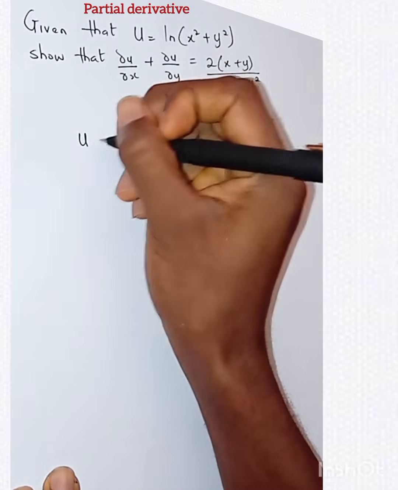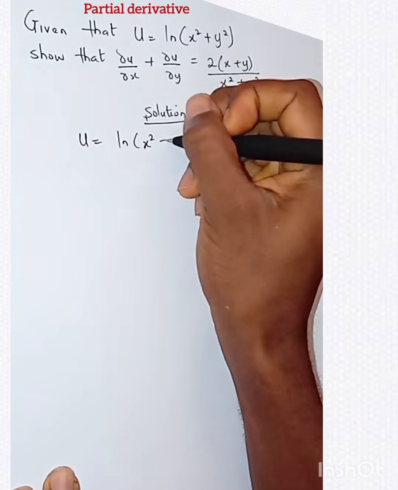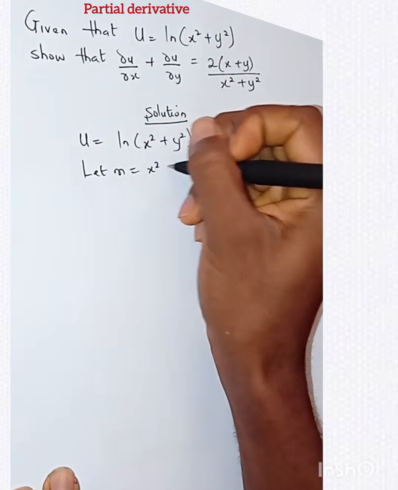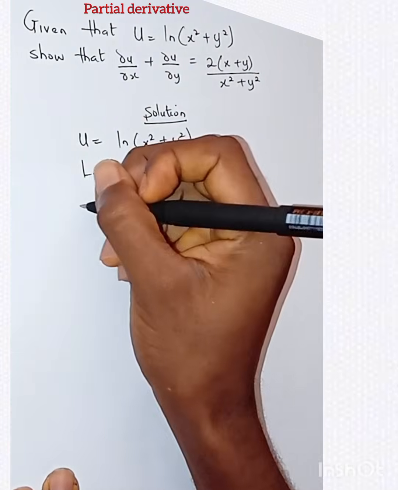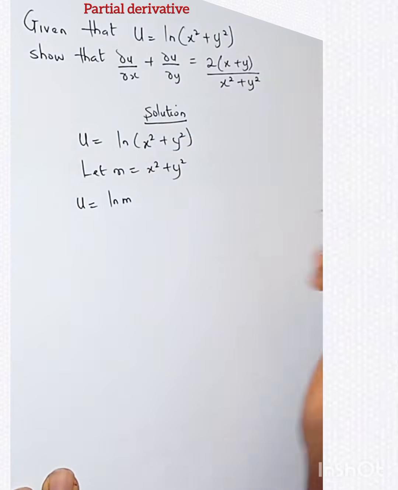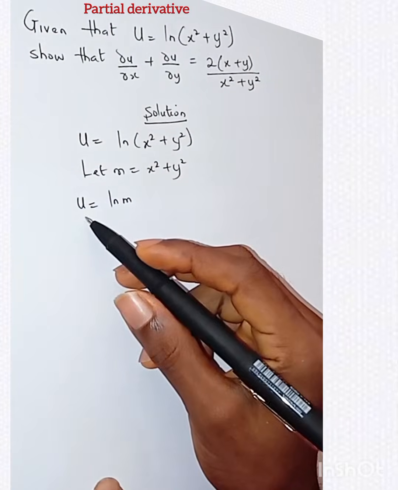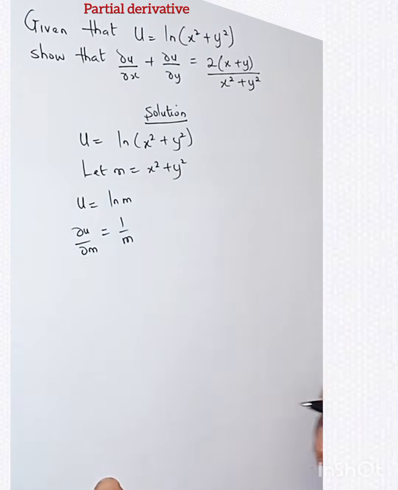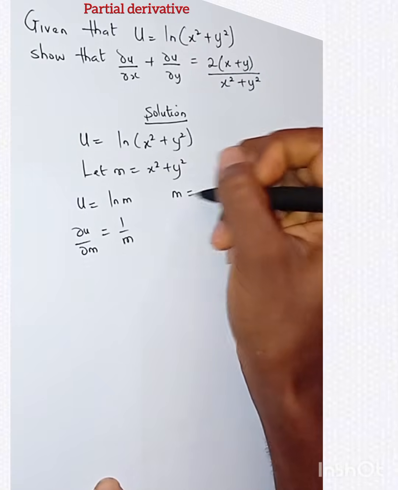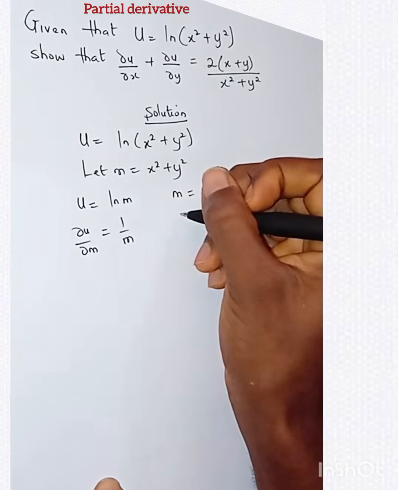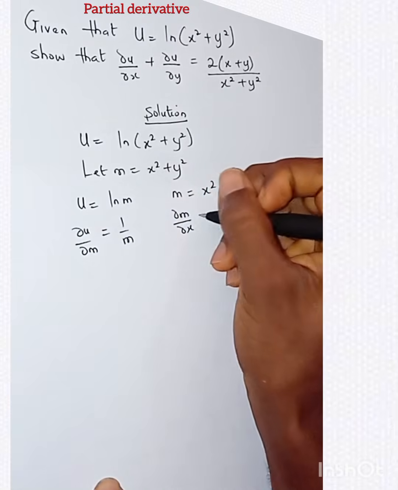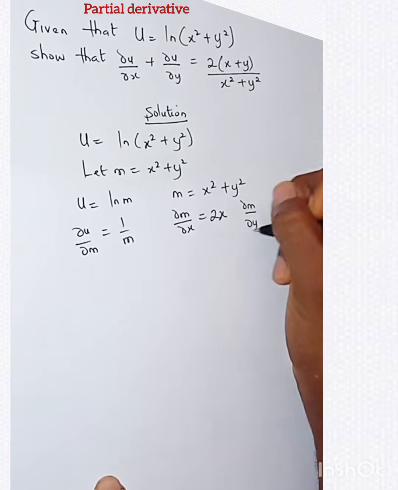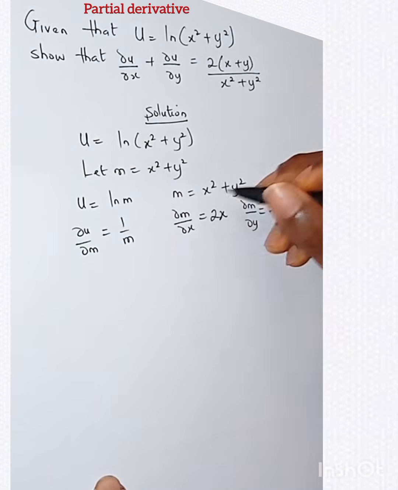Now we have that u is equal to ln(x² + y²). So we can say let m be x² + y² by substitution, which means we have u is equal to ln m. Now I can take the derivative of u with respect to m, which is ∂u/∂m, and that becomes 1 over m. But you know that m is equal to x² + y². So if I take ∂m/∂x here, it will be 2x, and then this becomes a constant. Then you take ∂m/∂y, that becomes 2y, and this one becomes a constant.